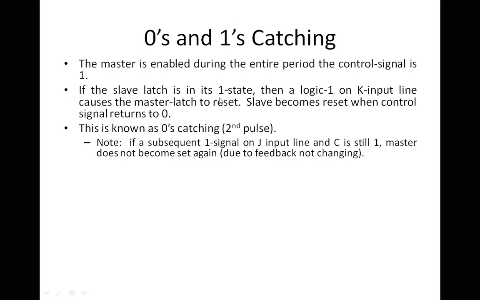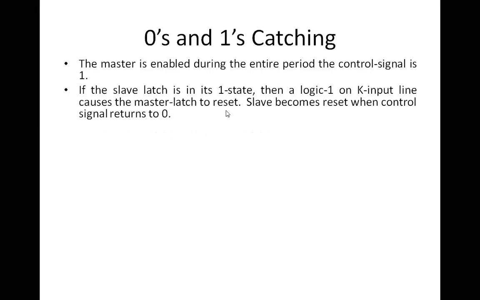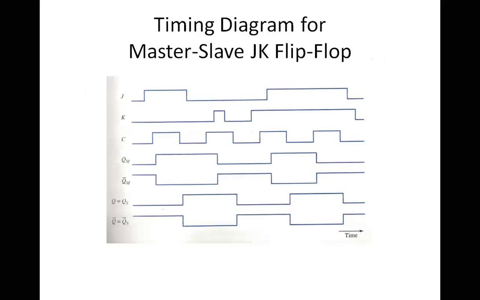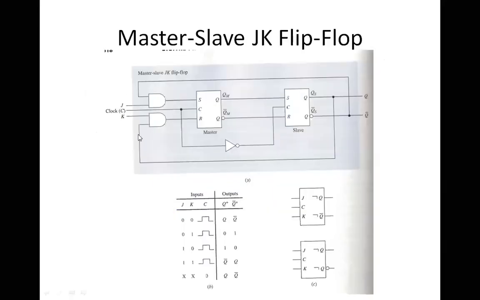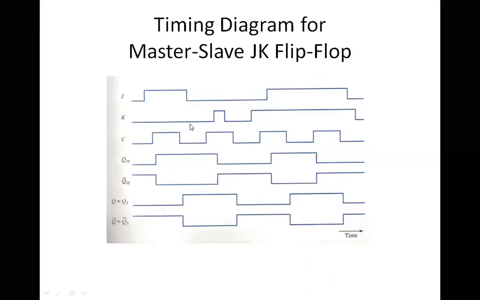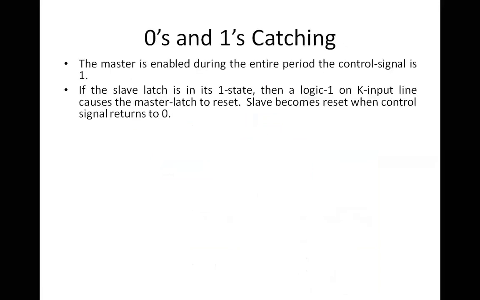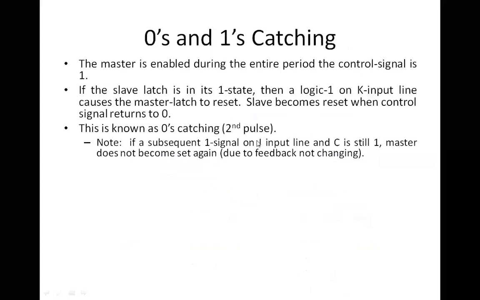The slave latch is in its 1 state. If the slave latch is in its 1 state, which means when the output is 1, then logic 1 on K input line causes the master latch to reset. So whenever I give a 1 for K, because it is associated with the other state, with Q, since it's an AND gate, the value is going to be reset. This is known as zeros catching.